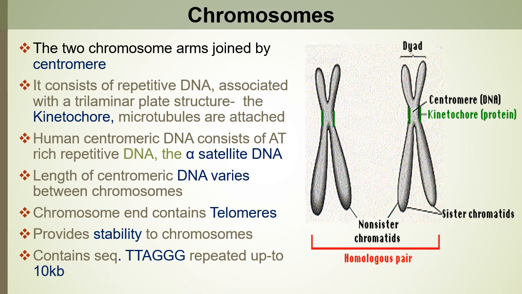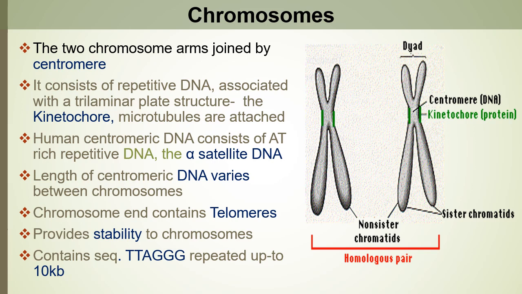In human, the centromeric DNA consists of large blocks of middle repetitive DNA, which is known as alpha satellite DNA, which is rich in adenine and thymine. The total length of centromeric DNA varies from chromosome to chromosome.